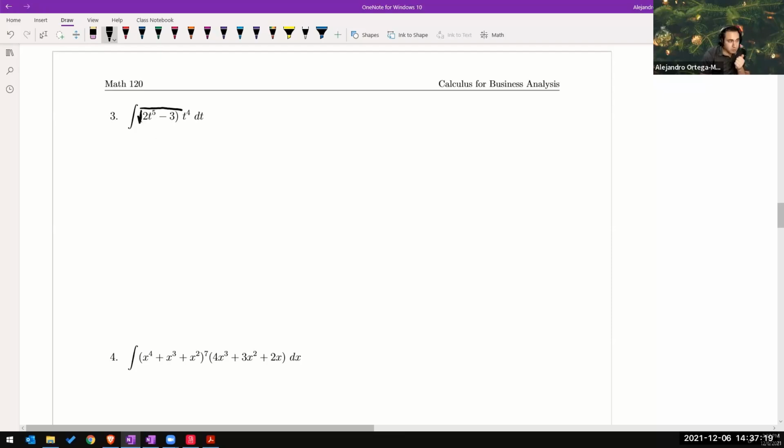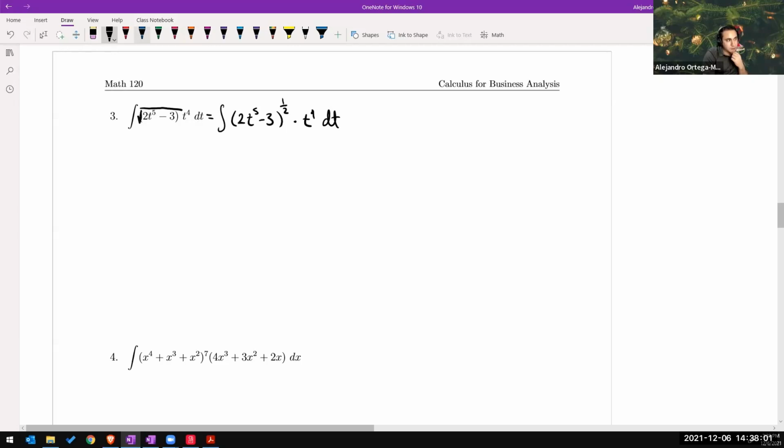Okay, so we have the square root of 2t to the 5th minus 3 times t to the 4th, where again, the t to the 4th is not inside. All right, so if you encounter a problem with a radical, as we will in the next couple of examples, the very first thing that I would always recommend is get rid of the radical by writing it as a power. So this is the integral of 2t to the 5th minus 3. And what is the square root? That's which power, guys? So we have basically the 1/2 power.